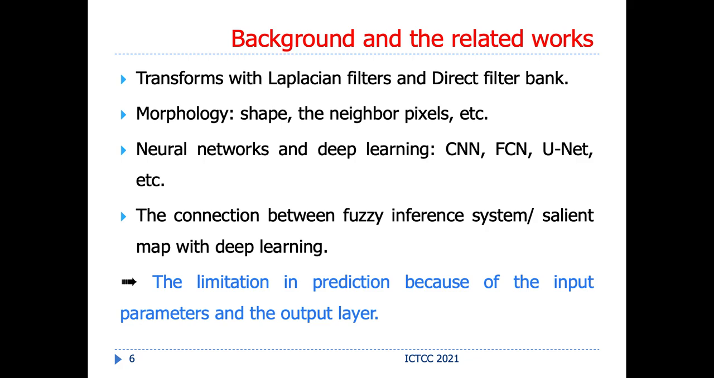From the research, we can see the limitation in prediction because of the input parameters and the output layer. From the input, noise and blur values create decreased quality of the input image.